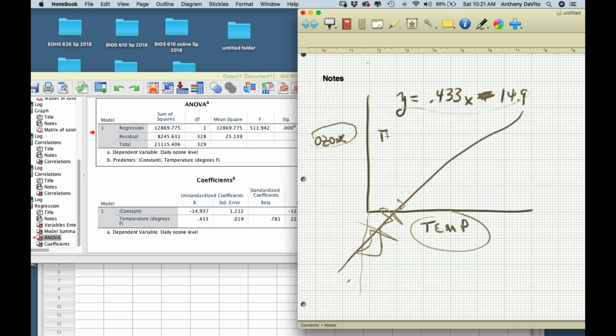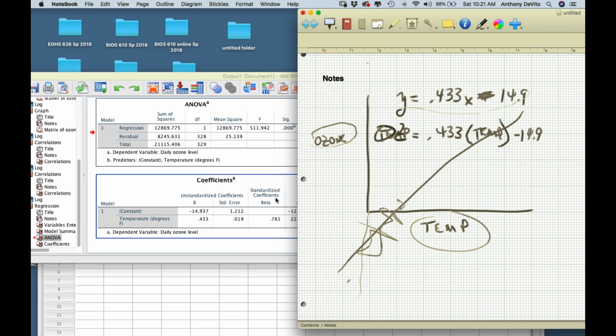I can now substitute the values that we're working with. The ozone is equal to 0.433 times the temperature minus 14.9. So now we would plug in the temperature here.